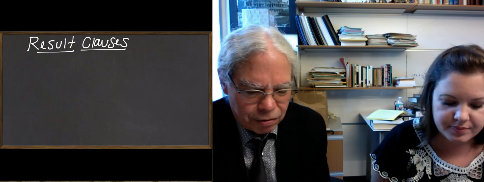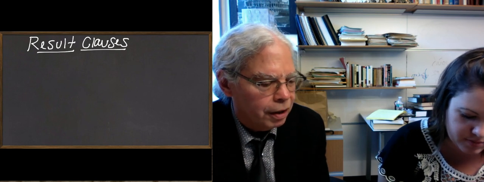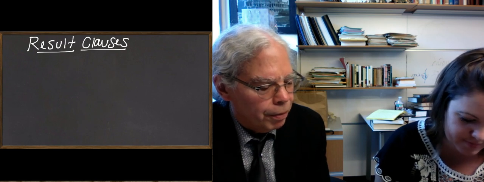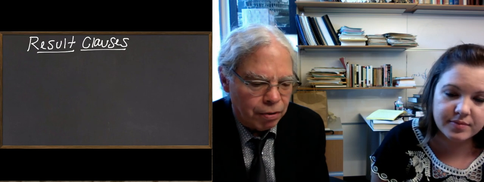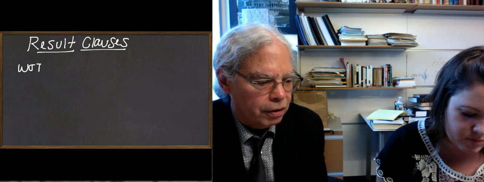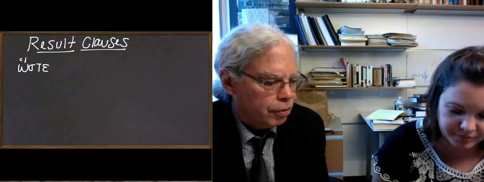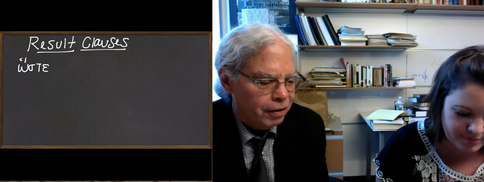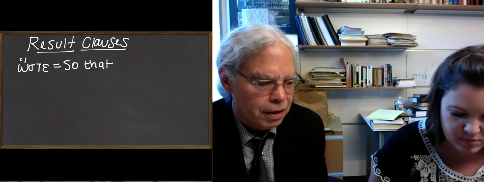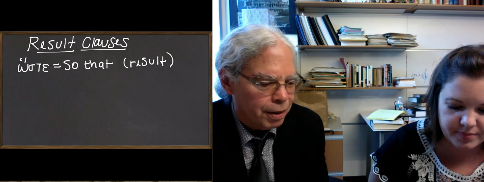So we want to talk about the result clauses, both of them, whether they're natural or actual. Both of them are introduced by a special word which isn't used for anything else, namely hoste. It's a combination of the conjunction hos with the particle te into one word. So that means so that, okay? Not the purpose so that, but the result so that. He was so tired that he went to sleep at 9 p.m.